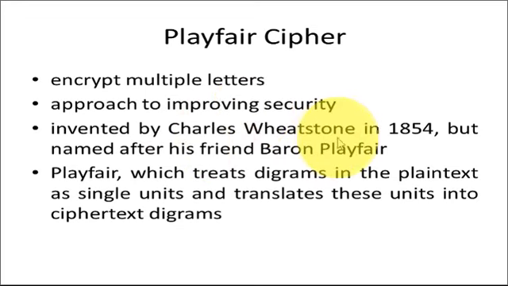It was invented by Charles Wheatstone in the year 1854, but named after his friend, Baron Playfair. So this we call the Playfair cipher. The Playfair cipher treats digrams in the plain text. Digram means di means 2. So here we are going to take two characters, a pair of characters, instead of single letters. We consider a pair of letters in the plain text as a single unit. That digram will be transformed into a ciphertext digram.